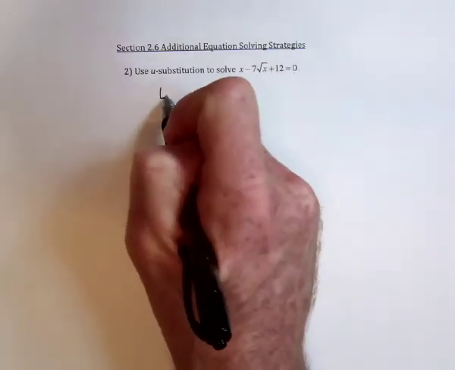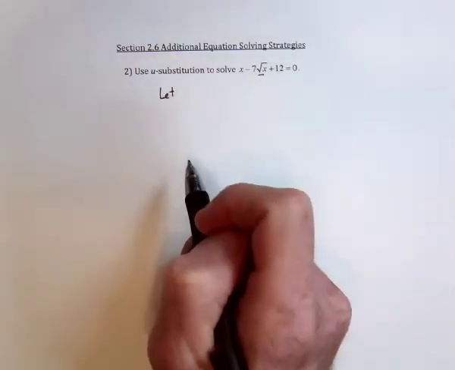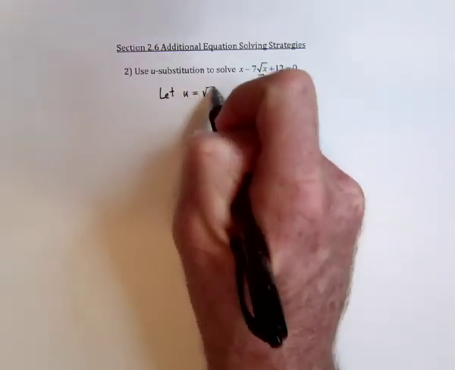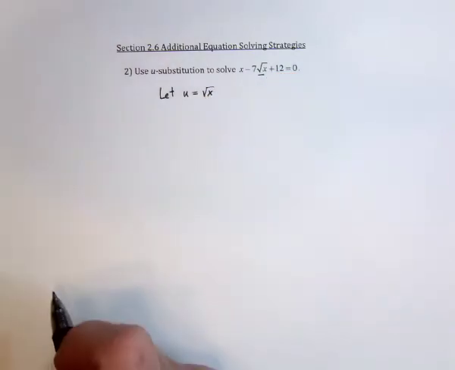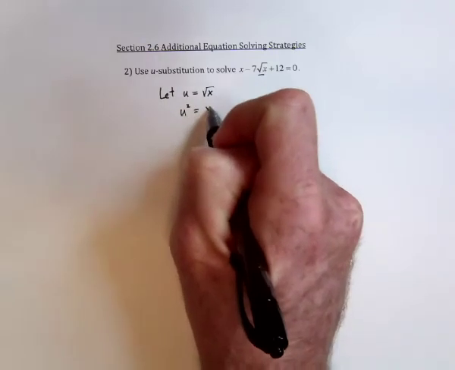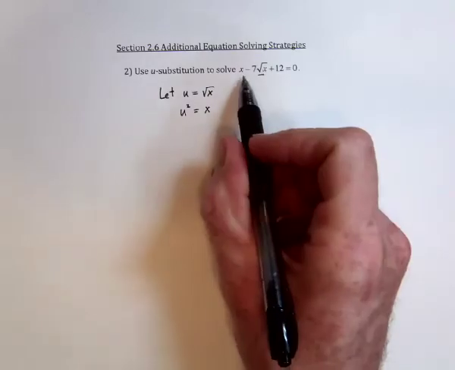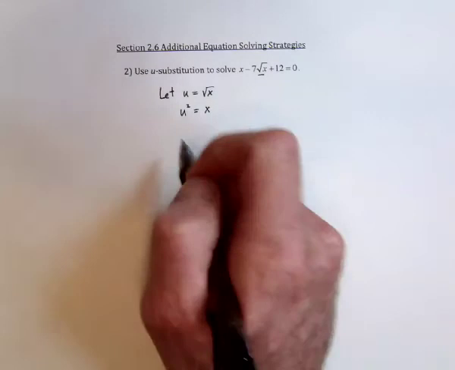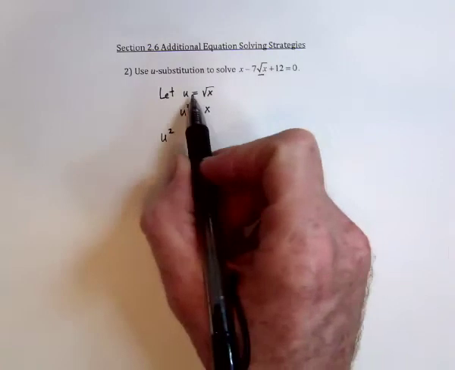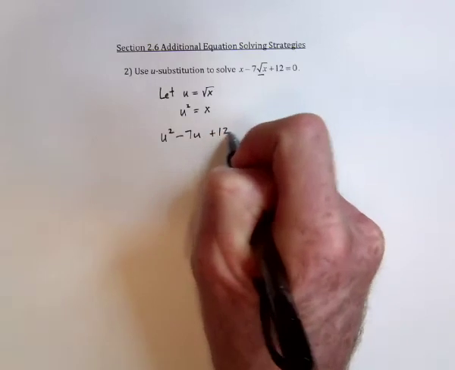Well, if we use what's called u substitution, we let u equal whatever the middle term is. Let u equal the square root of x. And then if I square both sides, I would get that u squared is equal to x. And now I substitute these values into this problem so that x gets replaced with u squared. The square root of x gets replaced with u. And the 12 stays itself.